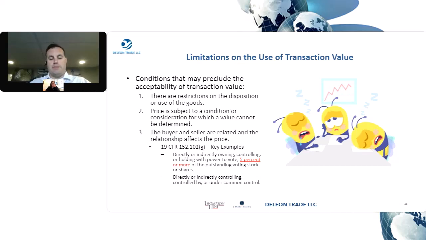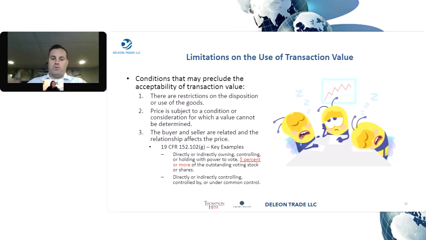And that kind of wraps up 1 and 2. But the most common one we're talking about with regards to transaction value is if the buyer and seller are related and the relationship affects the price. So I have the regulation cited there to say who's related, but the key example is if you have a company that's directly or indirectly owning, controlling, or holding with power to vote 5% or more of the outstanding voting stock or shares.